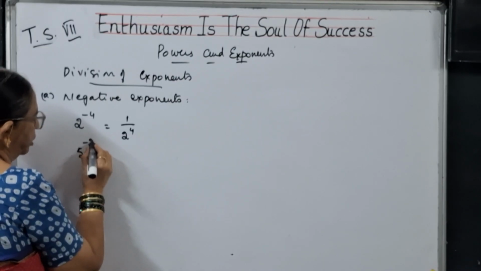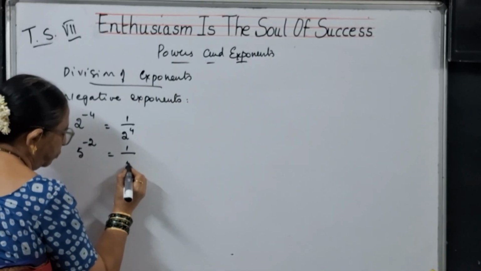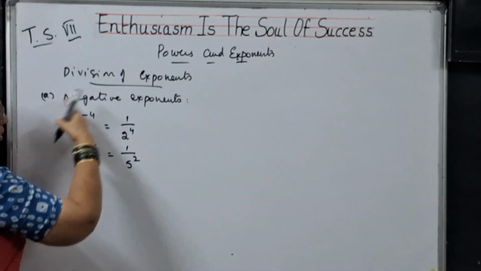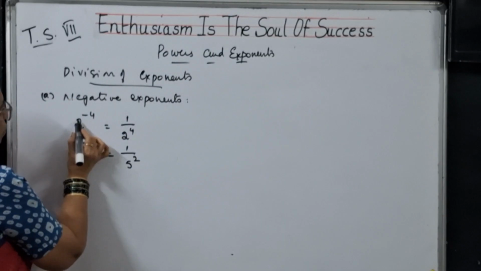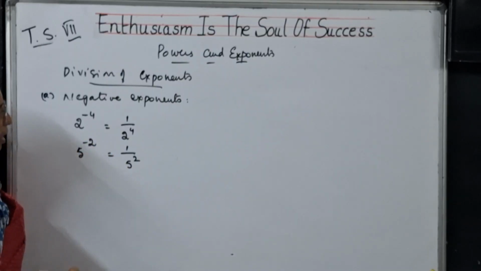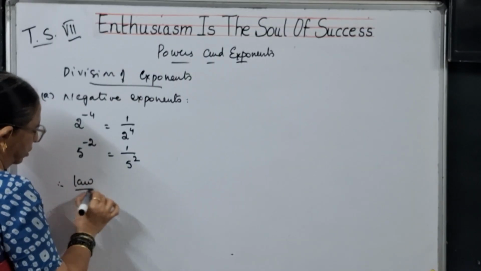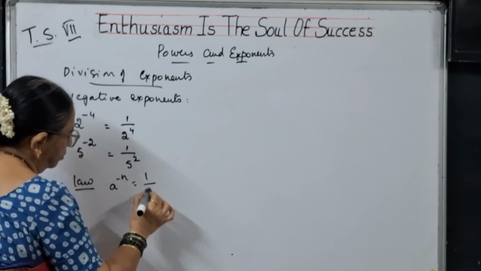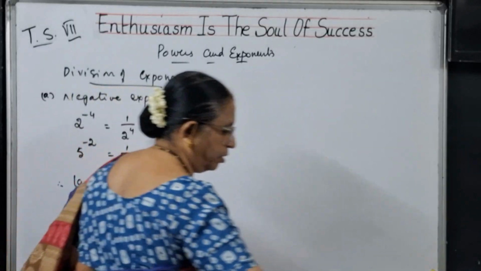5 to the power of minus 2. That means what? 1 by 5 square. So this is the property that you should understand. When power is having a negative sign, you have to write reciprocal of this and then make the power as positive. Therefore, what is the law you are getting? The law is a to the power of minus n is equal to 1 by a to the power of n. So this is the first one.